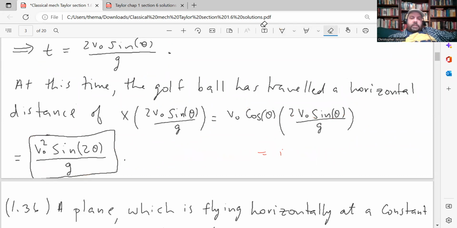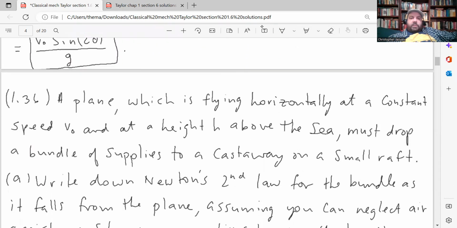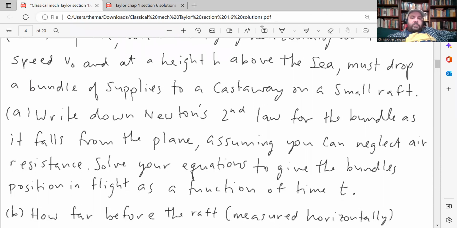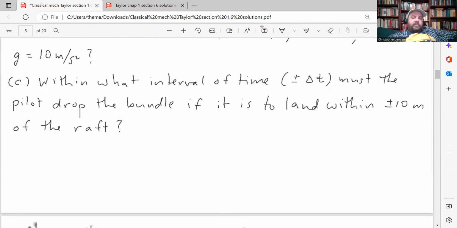All right, that's the first question. Second question is also a ballistic motion problem. This is kind of a long one because there's a few parts to it. A plane which is flying horizontally at a constant speed v0 and at a height h above the sea must drop a bundle of supplies to a castaway on a small raft. There's 3 parts to this. Part A says write down Newton's second law for the bundle as it falls from the plane. Assuming you can neglect air resistance, solve your equations to give the bundle's position in flight as a function of time t. So let's start with that one first, and then we'll look at part B and part C after.